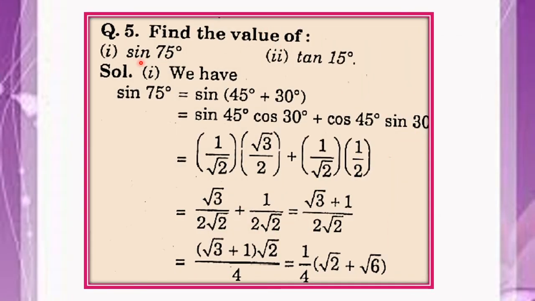Find the value of sine 75. Students, we don't know the value of sine 75, but we know this identity now. We can split 75, we can write it as sine of 45 plus 30, and then we can apply the property sine A plus B or sine X plus Y. That is sine A cos B plus cos A sine B, and then put the values and get the answer.